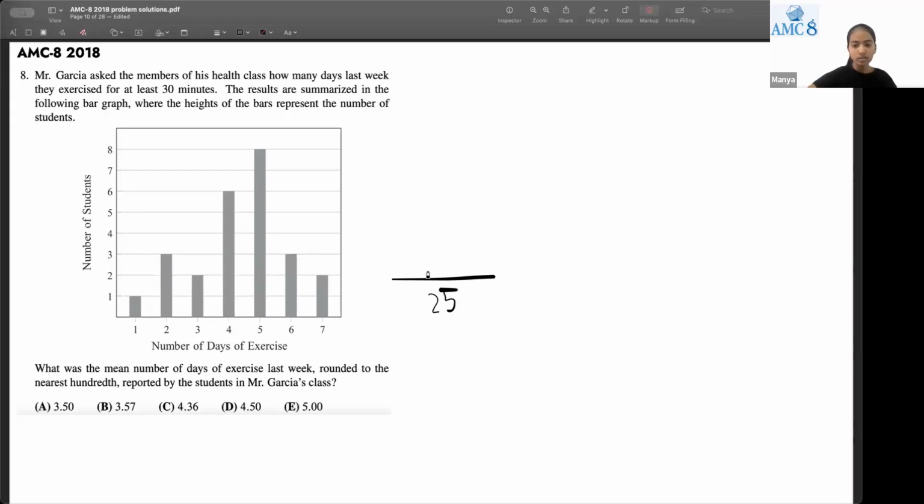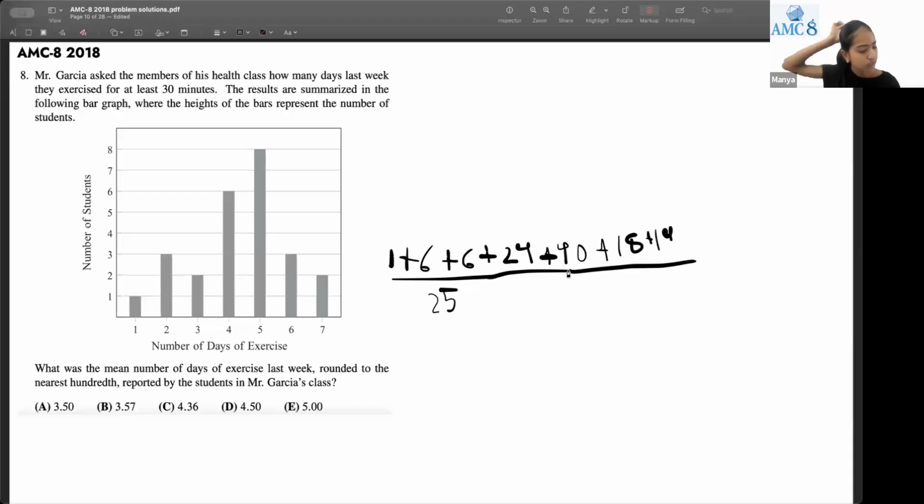So then we would have to do 1 times 1, it's going to be 1, plus 2 times 3 is going to be 6, plus 3 times 2, which is going to be also 6, plus 6 times 4, which is going to be equal to 24, plus 5 times 8, which is actually going to be equal to 40, plus 6 times 3, which is going to be equal to 18, plus 7 times 2, which is going to be equal to 14. So then we would have to add all of these numbers up.